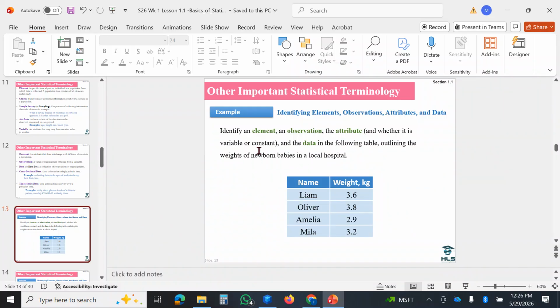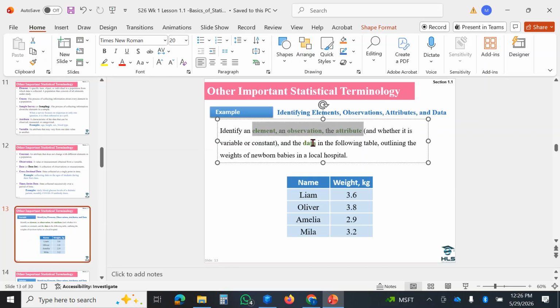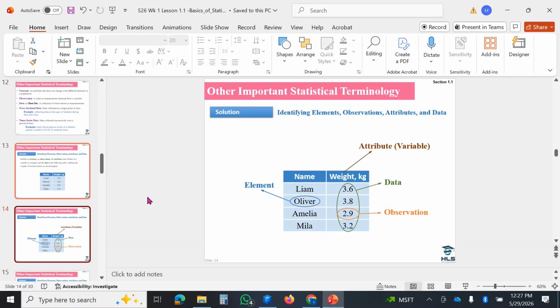So, identify an element, an observation, the attribute, and whether it is a variable or a constant, and the data in the following table, outlining the weights of newborn babies in a local hospital. Here we have 4 people: Liam, Oliver, Amelia, Mila. And then we have their weights: 3.6 kg, 3.8, 2.9, and 3.2. Can you identify them? You can pause the video, have a look, see if you can go back in the PowerPoint, or you can just go to the next slide.